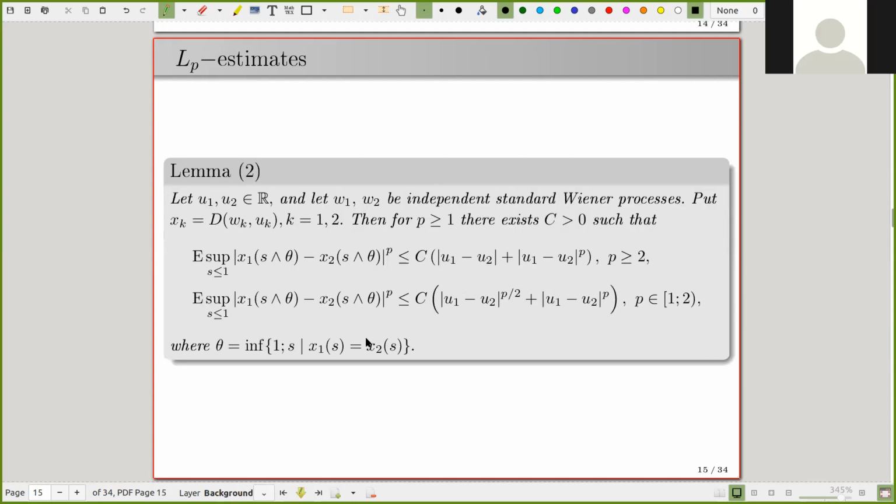The second lemma gives an estimate for the divergence between 2 solutions of stochastic differential equations that start pretty close to one another, and theta here is the moment they meet. So the proof is pretty straightforward. However, since it exploits the same idea that is going to be used in the proof of the third lemma, I will give a brief sketch of the proof.